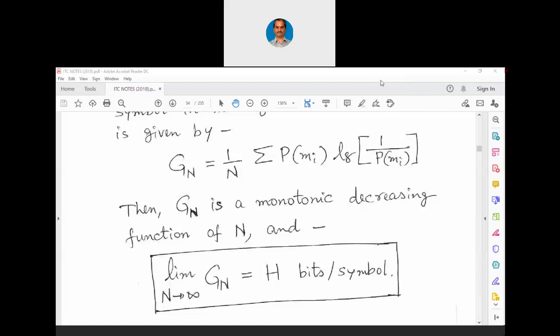So, now again, look at this sentence. Gn is a monotonic decreasing function of n. Please understand this. Whenever we consider lengthy sequences, and for the lengthy sequences, whenever we compute the information content, Gn is a monotonic decreasing function of n, because when n increases, Gn is going to reduce and the limit is H. Means there is a limit where if n tends to infinity, then Gn tends to H itself. So, I repeat this sentence for the last time now.